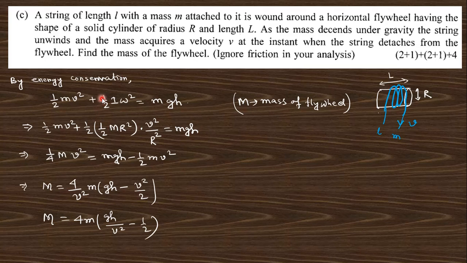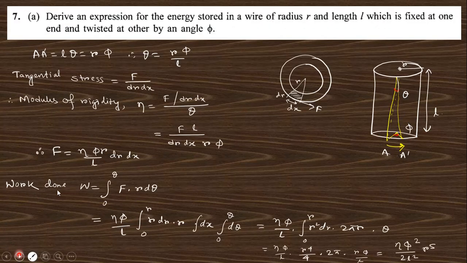So here you can use energy conservation. This is the kinetic energy, this is the potential energy, and this is the rotational energy of this flywheel. For the flywheel about this axis, the moment of inertia is half m r square. If you put that in and rearrange it, you will get the mass of this cylinder. Go to the next question.